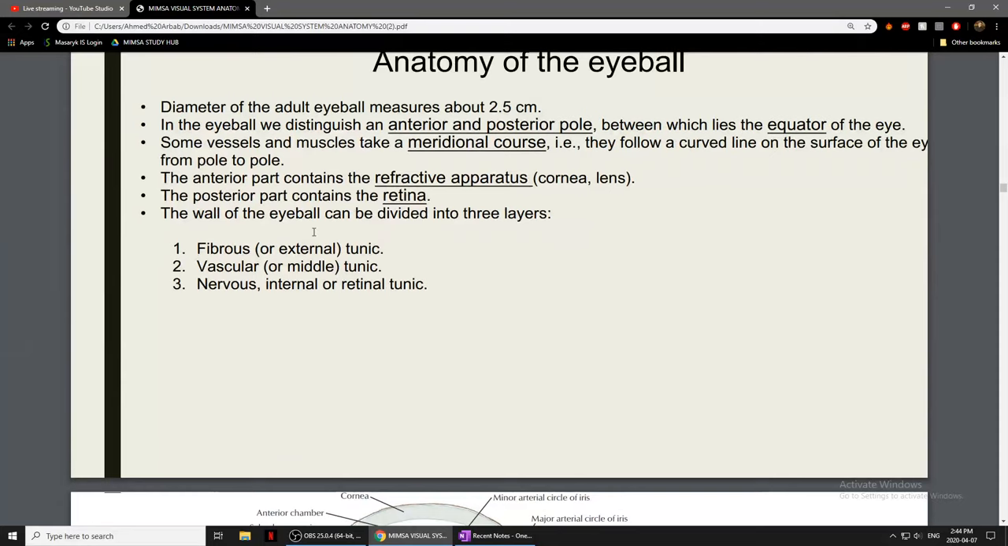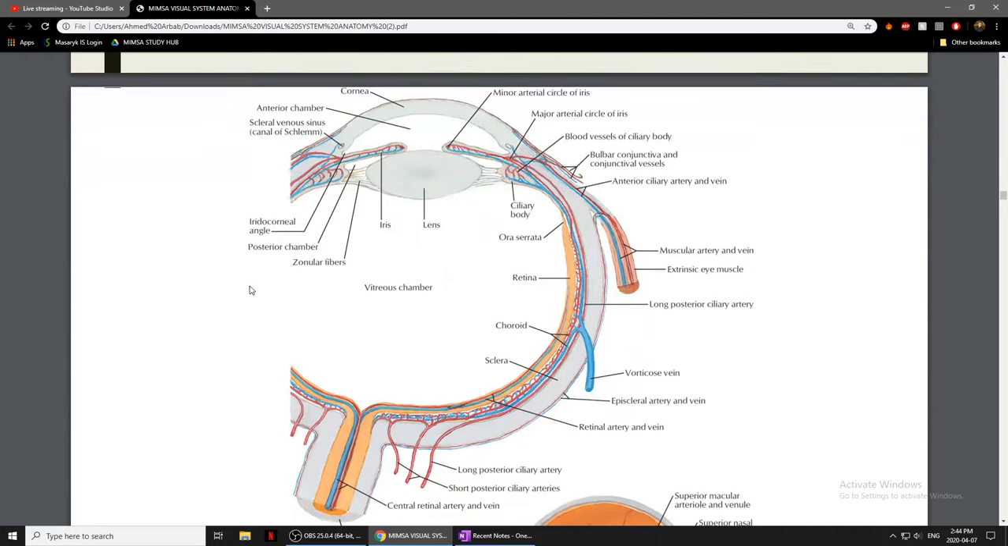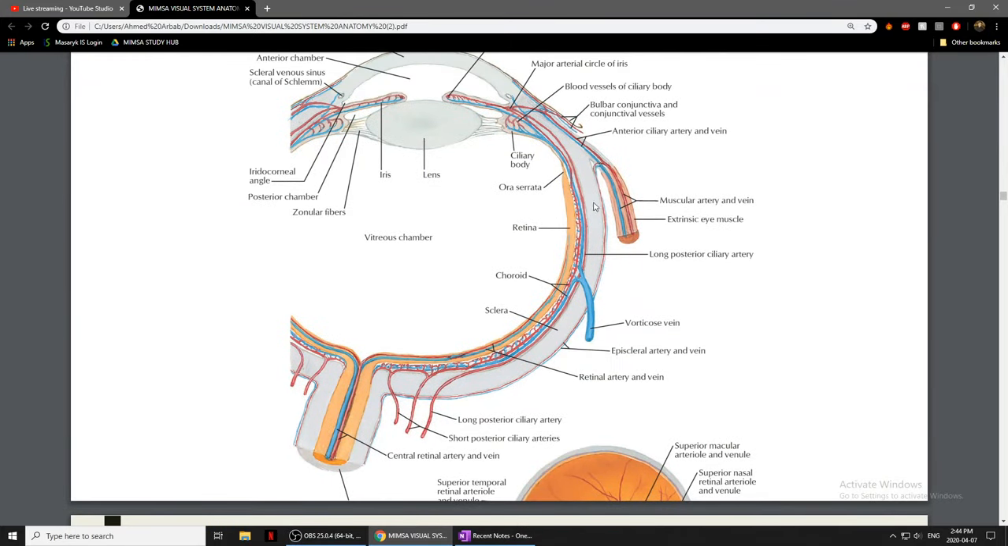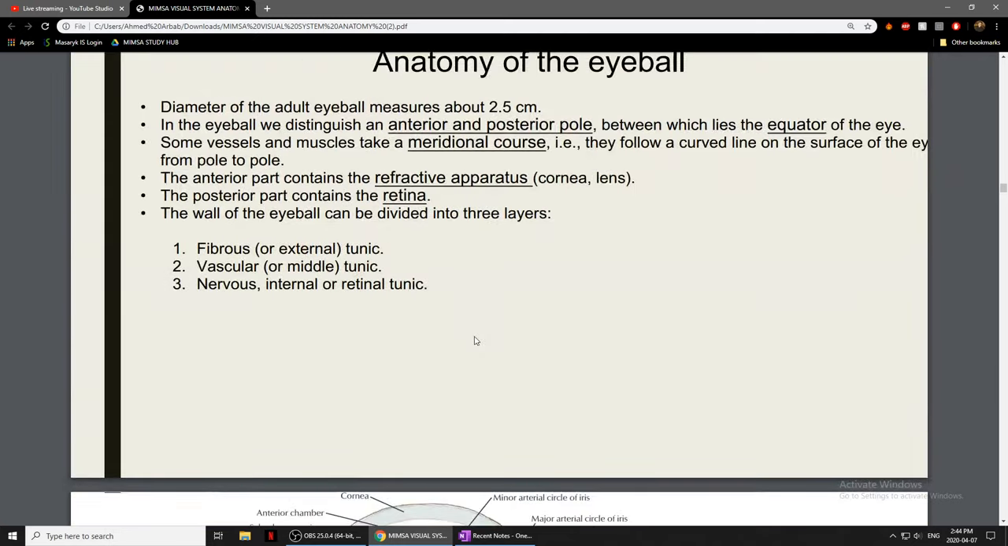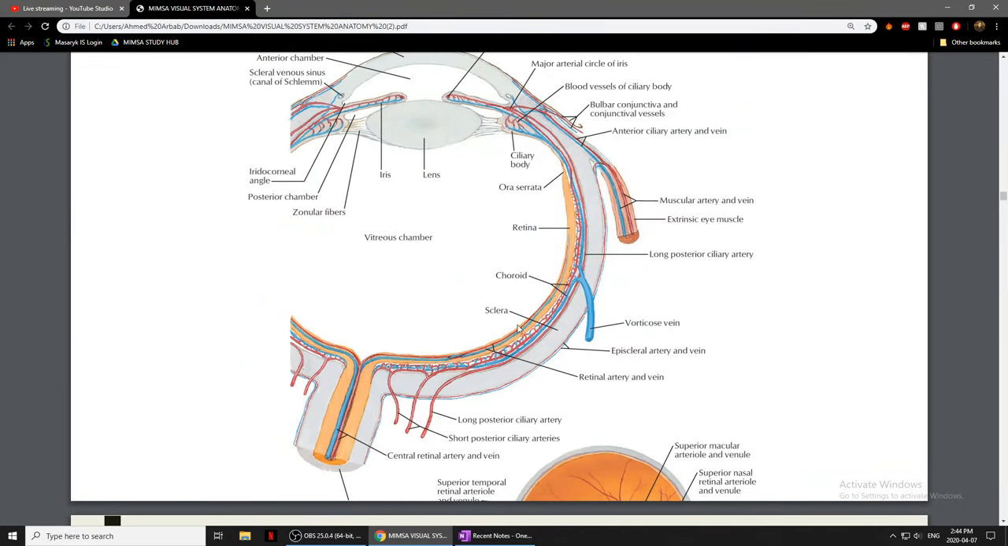So the outer wall of the eyeball is divided into three layers. A fibrous tunic, a tunic is just a layer, so connective tissue. A vascular tunic, one that includes vasculature, so arteries and veins. And finally, a nervous tunic, which is the one that is receptive of light. So the fibrous tunic would be out here, this grayish. Obviously, the vascular tunic is in the middle, just arteries and veins. And finally, the nervous tunic, most internally, which is part of the retina.